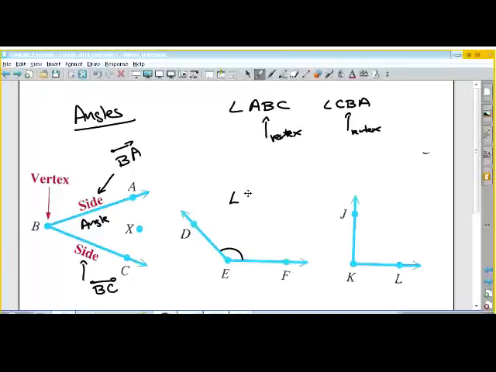So this angle here, this middle one, would be angle DEF or angle FED. They're the same thing, but they both have E as the middle point. Over here we'd have angle JKL or angle LKJ.